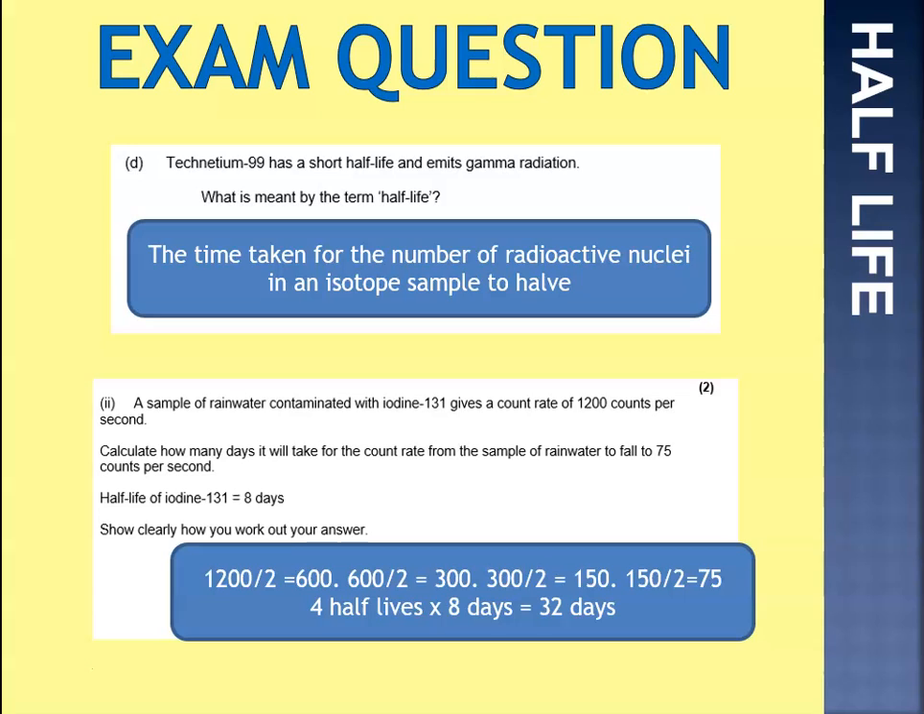So we've got starting our count rate of 1,200. How long to get to 75? So 1 half-life 600, 2 half-lives 300, 3 half-lives 150, and 4 half-lives 75. So it takes 4 half-lives. If 1 half-life is 8 days, we do 4 times 8 to give us 32 days to fall to that level.